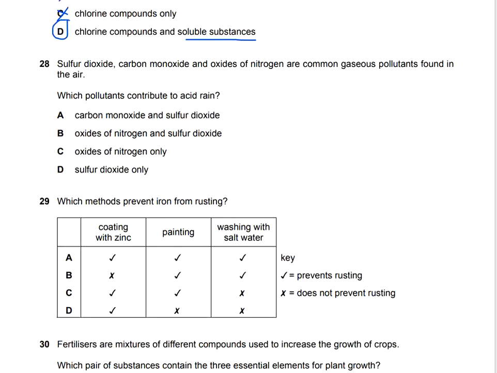Sulfur dioxide, carbon monoxide, and oxides of nitrogen are common gaseous pollutants found in the air. Which pollutants contribute to acid rain? So we have here oxides of nitrogen as well as sulfur dioxide. So the correct answer for this is letter B.